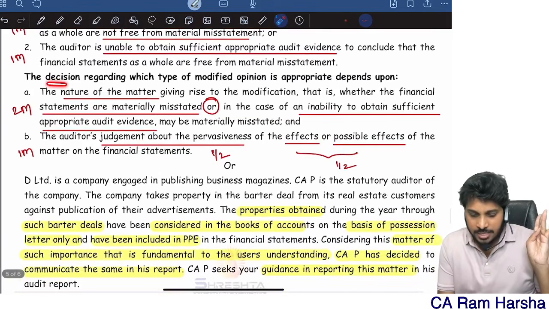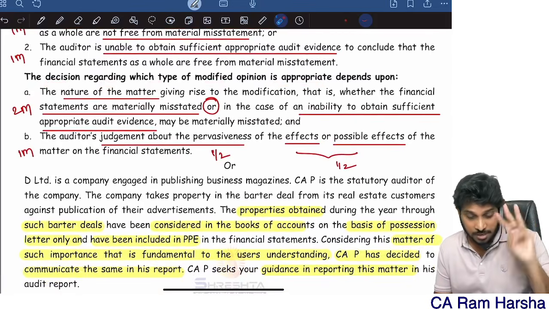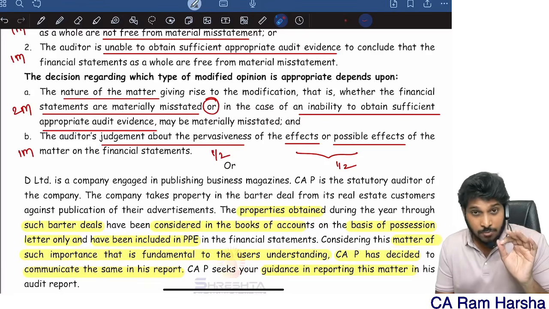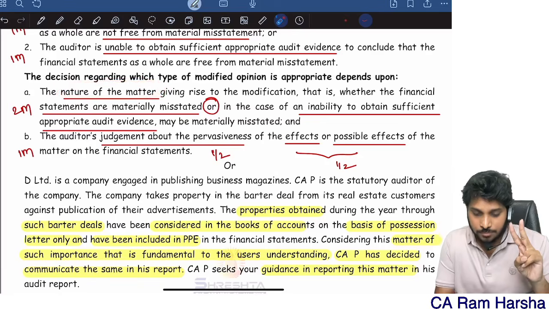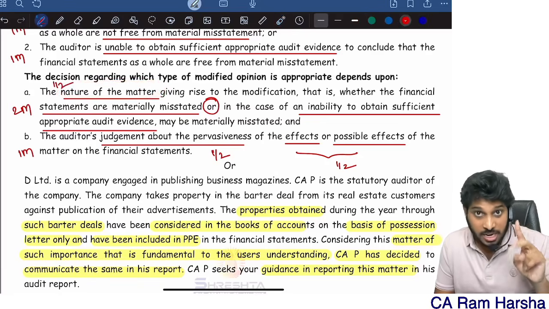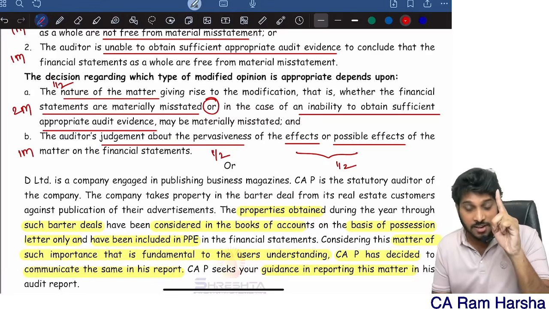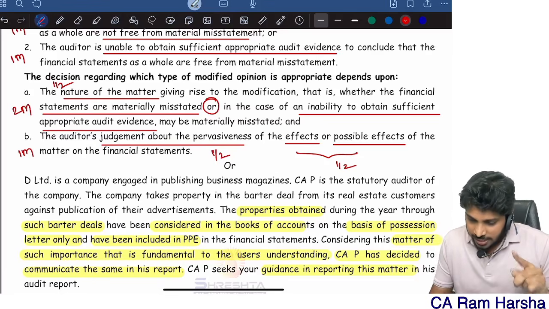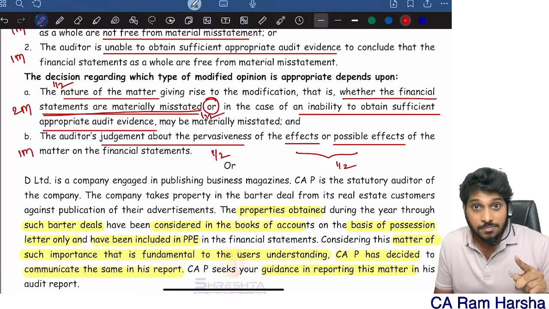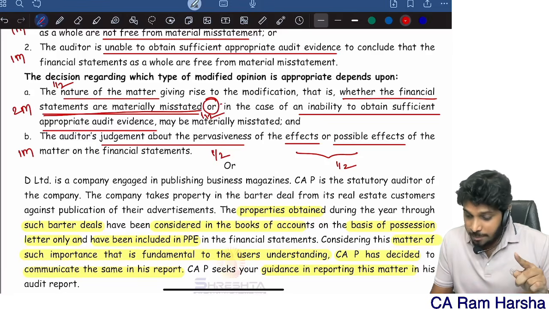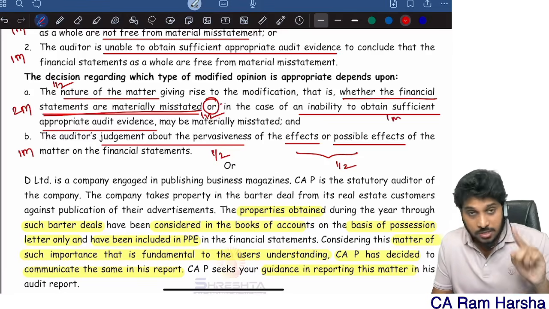Next, the decision regarding which type of modified opinion, the second part of the question, which has 3 marks weightage. Which type of modified opinion depends upon the following 2 factors. Nature of the matter, half mark, that wording itself will have half mark. And next, whether financial statements are materially misstated, half mark. Or inability to obtain sufficient appropriate evidence, 1 mark.